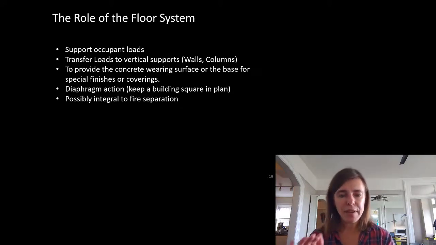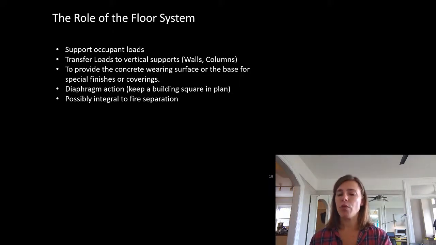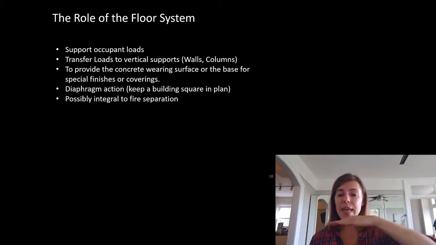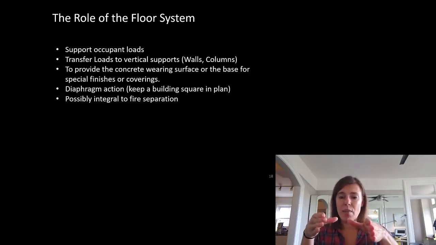The floor is very similar, probably less about environmental loads and more about occupant loads. Again, we're trying to get those loads to the walls and columns. It needs to provide our wearing surface, or provide the surface for our finishes, for our floor coverings. So if we have tile going on it, our structure often needs to be the thing that supports the tile. Maybe it is the exposed finished surface, and then it is the surface that feet actually touch. Again, it needs to be part of the diaphragm and is usually part of our fire separation.